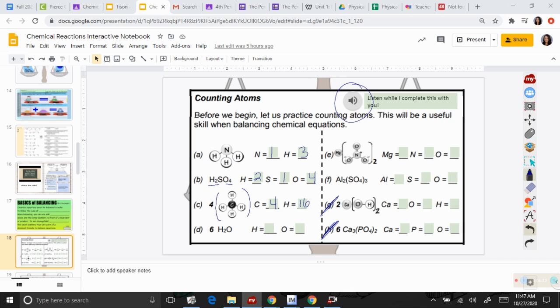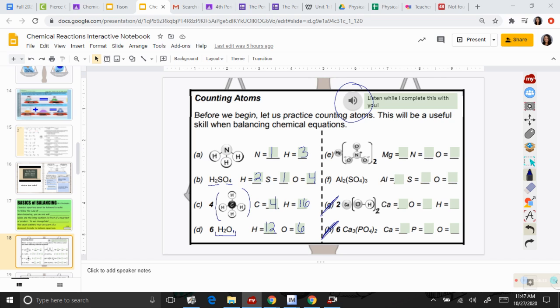Okay, here, this 6 applies to everything in here. Everything that's touching. So 6 times 2 is 12. 6 times 1, remember there's a little 1 there, is 6. Okay? What about right here?